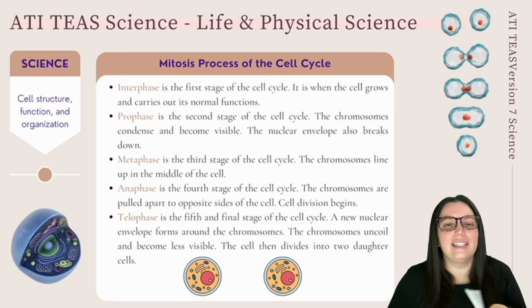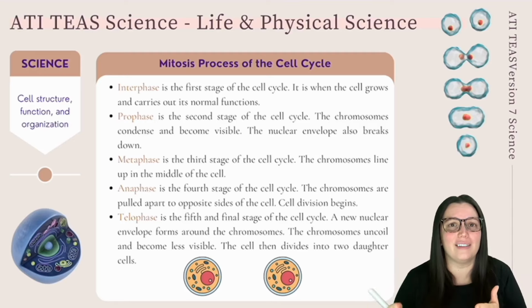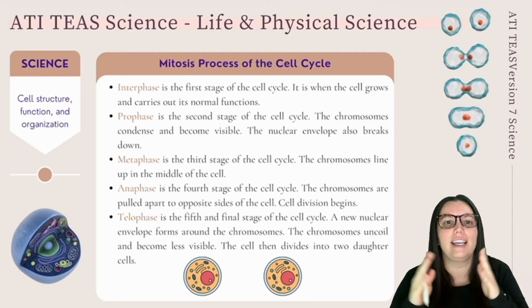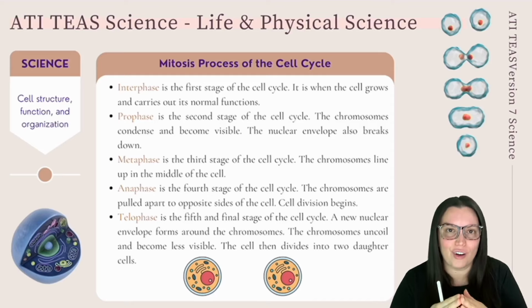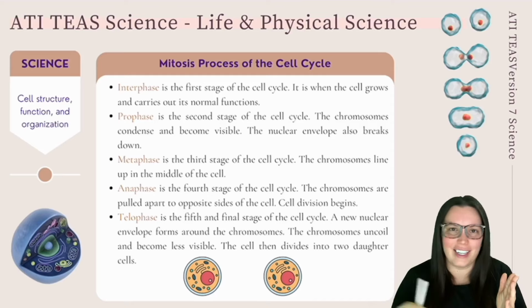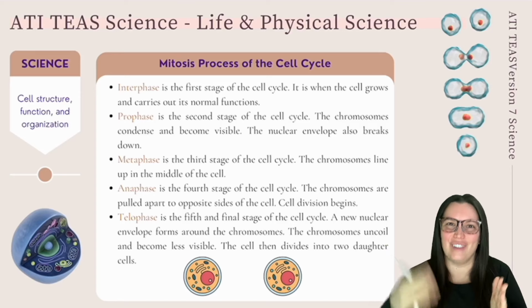The cell cycle really is a continuous process that takes place in all cells. Mitosis is just really one part of that cell cycle. After telophase, the two daughter cells can enter into interphase all over again, in which the cell cycle starts at the beginning and continues to divide and divide and divide.